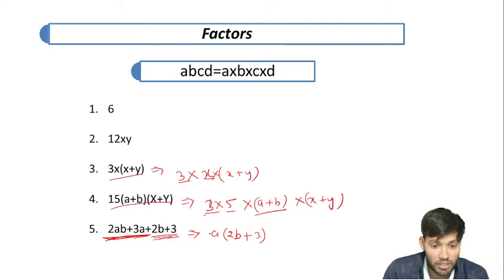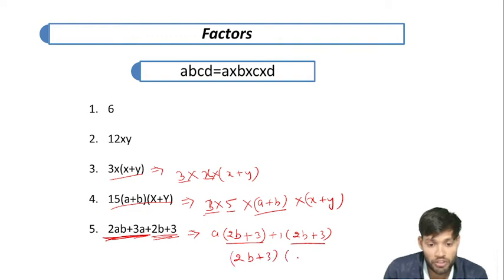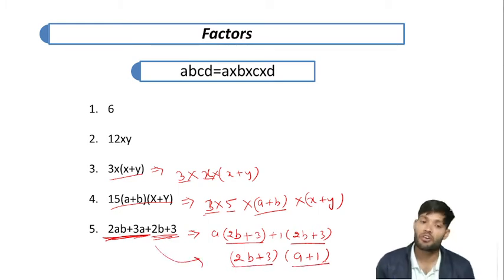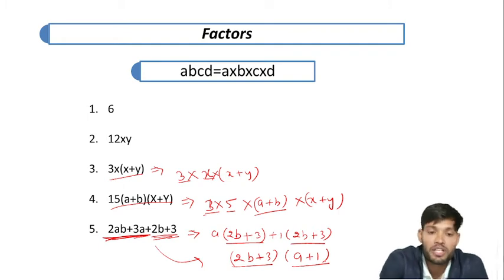In this term what can we take? We can take plus 1. Here will be 2b plus 3. So from here and there we can take 2b plus 3 as common. What will remain here? a plus 1. So the factors of this expression are (2b plus 3) and (a plus 1). I hope you can understand this concept clearly.